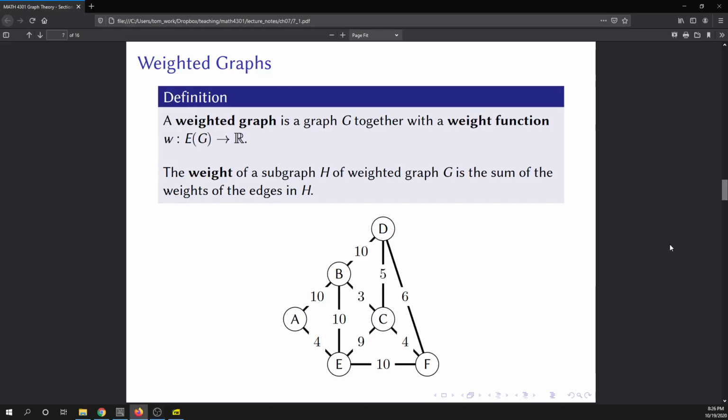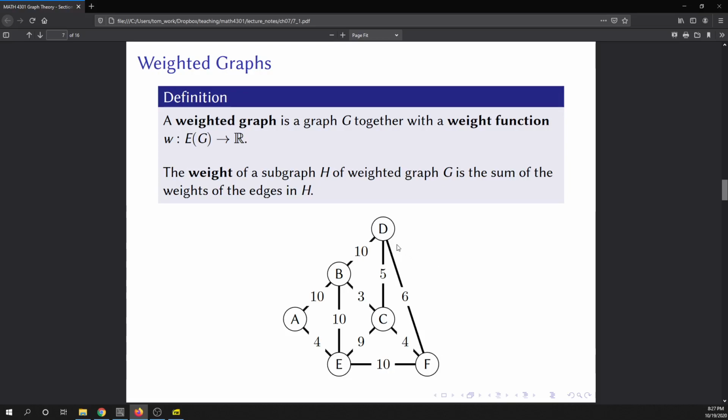All right, in this video we are going to talk about weighted graphs and Kruskal's algorithm. So a weighted graph is a graph together with a weight function. The weight function is a function from the edge set of the graph into the real numbers. And in this we are talking about just regular graphs, simple graphs.